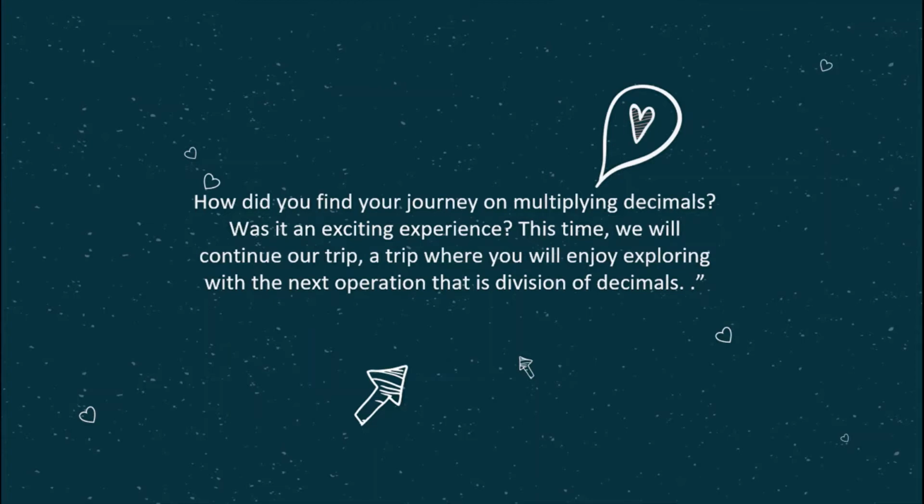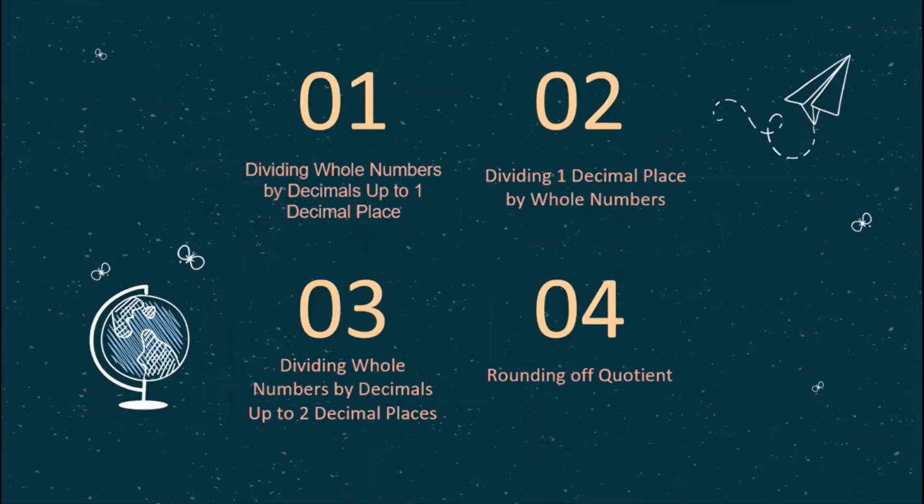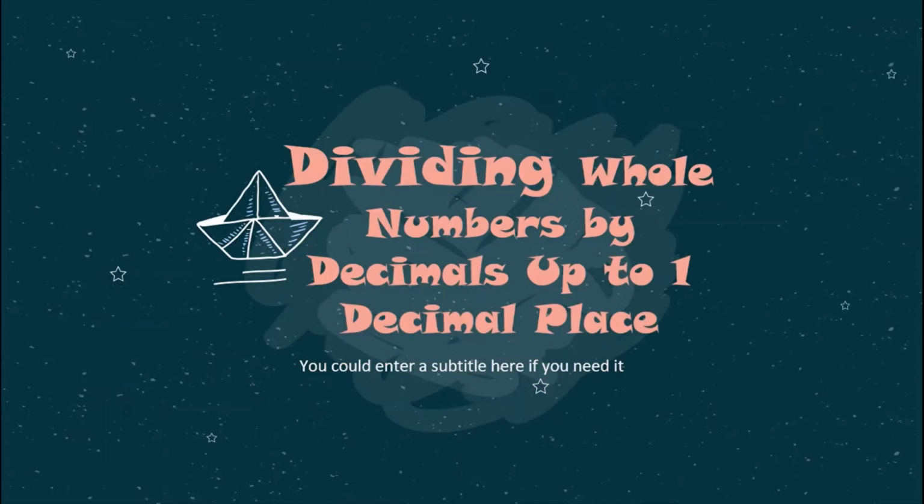is division of decimals. For this lesson, number 1, we will divide whole numbers by decimals up to 1 decimal place. Number 2, we will divide 1 decimal place by whole numbers. Number 3, we will divide whole numbers by decimals up to 2 decimal places. And lastly, we will discuss how to round off the quotient. Okay, now to start, let's begin with our first lesson, and that is dividing whole numbers by decimals up to 1 decimal place.